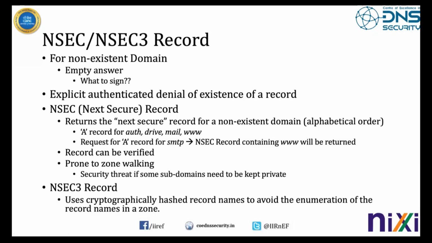So for example, I will ask about, suppose, one.cdac.in. Now that is not there, so the next one, www, it will return. Similarly, I can ask about, suppose, email.cdac.in, and email.cdac.in is not there. So it will return mail.cdac.in, which comes after em. And in that way, I can get all the subdomains that are available in that website.